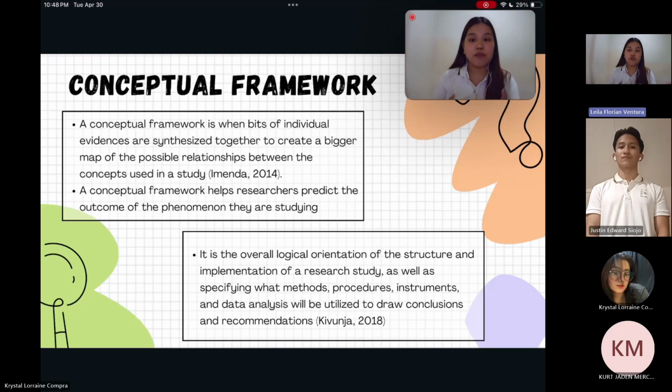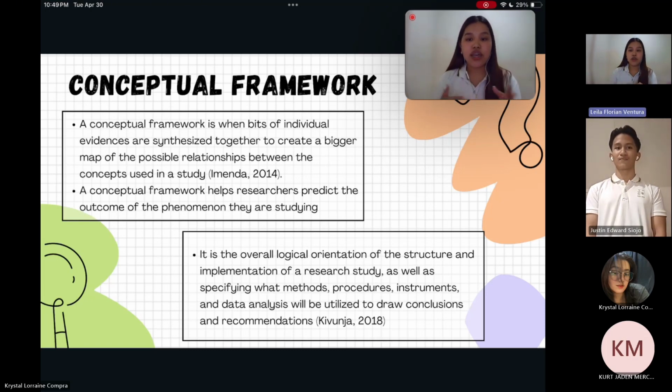According to Emenda in 2014, a conceptual framework is when bits of individual evidences are synthesized together to create a bigger map of the possible relationships between the concepts used in a study. While according to Kibuncha, in 2018, he mentioned that it is the overall logical orientation of the structure and implementation of a research study, as well as specifying what methods, procedures, and instruments in data analysis will be used to draw out conclusions and recommendations.